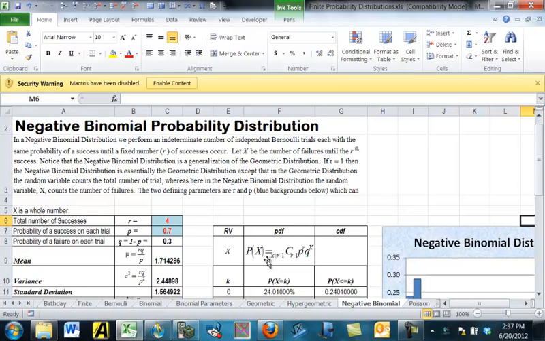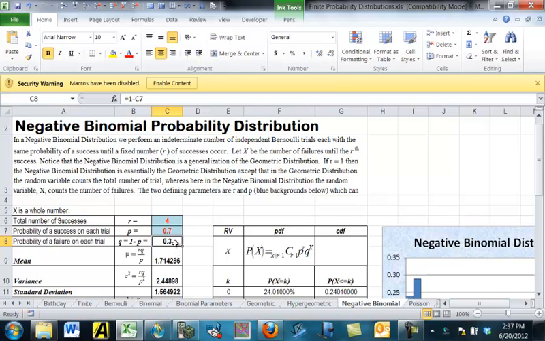The two defining parameters are r and p, and they have the blue backgrounds here, and red font there. And so those are the two numbers we can change. So in this particular one, I'm looking for 4 successes, and I want the probability of success on each trial to be 0.7. Well, notice that in the Excel spreadsheet, the formula here is 1 minus C7. C7 is the p, so when I subtract that, that'll give me q.